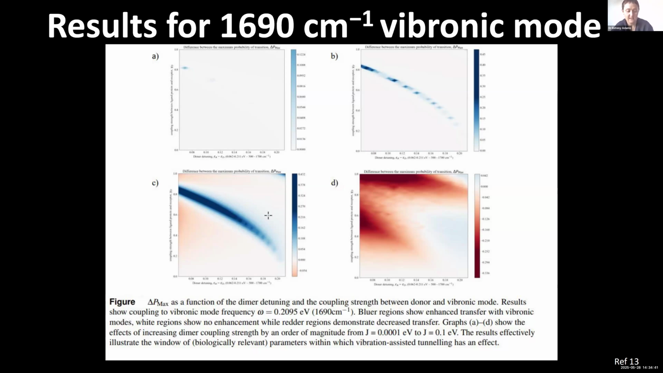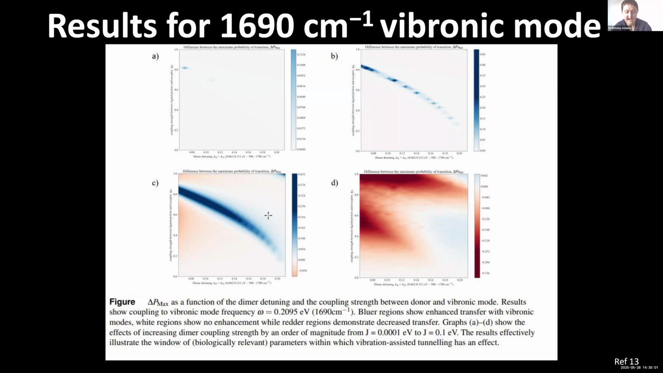The white regions on the graph represent parameter regions where vibronic modes do not enhance any electron transfer probability. The redder regions are where these modes have a negative effect on electron transfer probability, and bluer regions are where they enhance electron transfer probability.